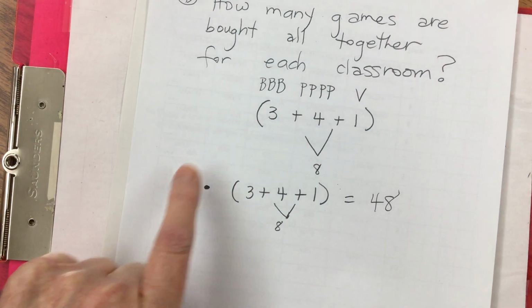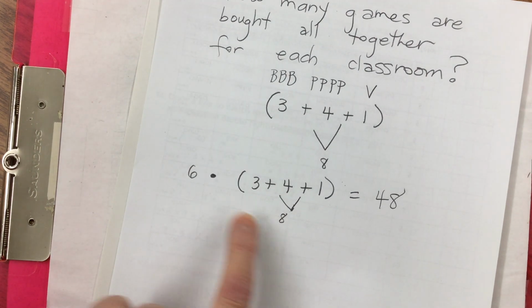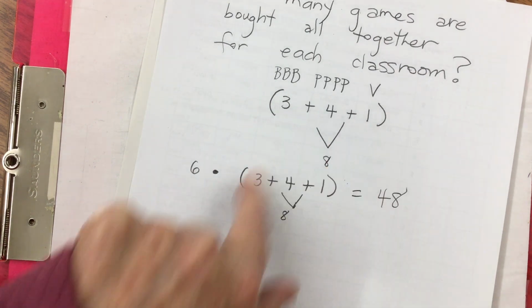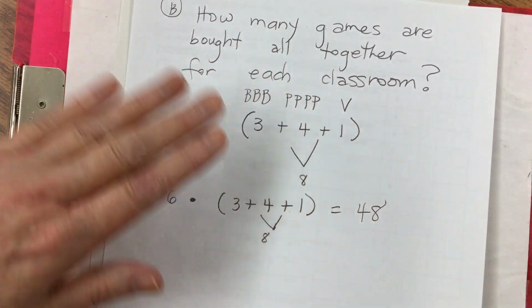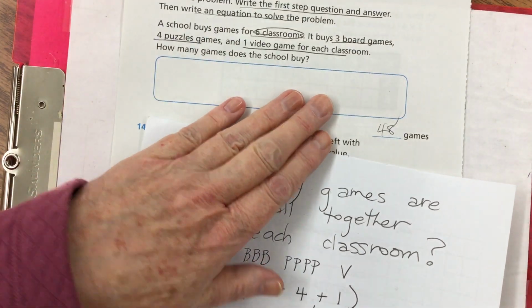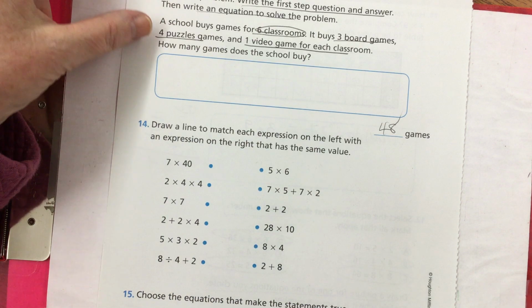And then there's 6 groups of that because each classroom gets that. So 6 groups of this, and that's 48 altogether. So on here it's 48 games, and here's all my work. If you want to do the work on the paper, that's fine, but this is what you should have had in this little area right there.